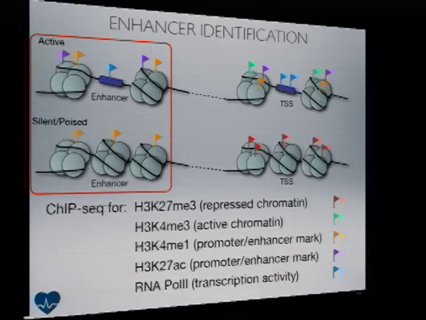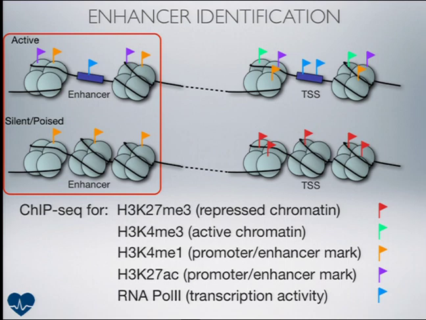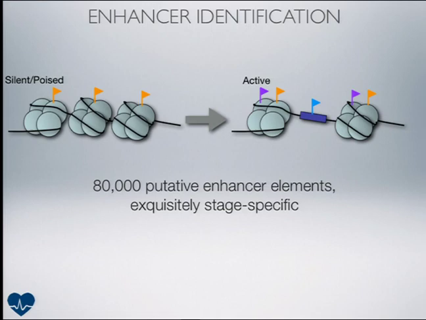And so the flip side of what we've been studying with these marks is enhancers, and how distal enhancers may be identified and what we can learn from them by simply looking at their distribution and what genes they're associated with. As I mentioned, H3K4 monomethylation, in combination with K27 acetylation and a little bit of Pol2, are very good indicators of either poised or subsequently active enhancers. We looked at those throughout the genome, and we identified during the time course about 80,000 potential enhancer elements that were exquisitely stage-specific. At every different stage, just like the gene expression patterns, there were these transitions of poised to active enhancers that were extremely specific to each time point.